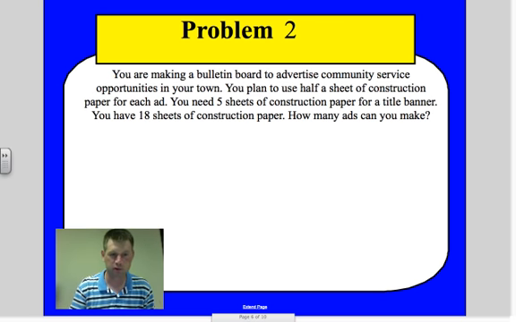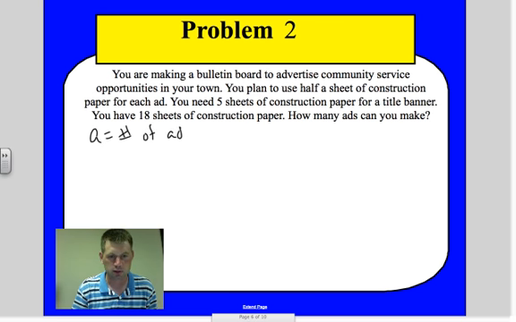So as we go to do this, the first thing we need to do is define a variable. So what we're going to say is A is the number of ads. Okay, it doesn't have to be anything real complex. It's just something short, sweet that lets everybody know what you're doing. Okay, and then the next thing is that we're going to set up an equation. What's the best thing we know? Well, what we know is that for each ad, we're going to have to use a half a sheet of paper. So here's a half sheet of paper for every ad I have.